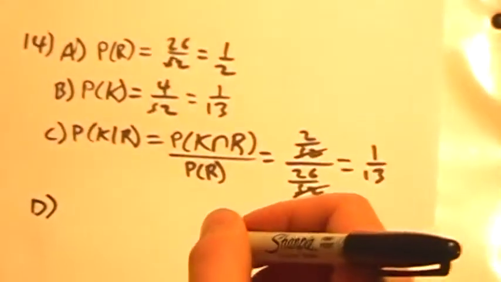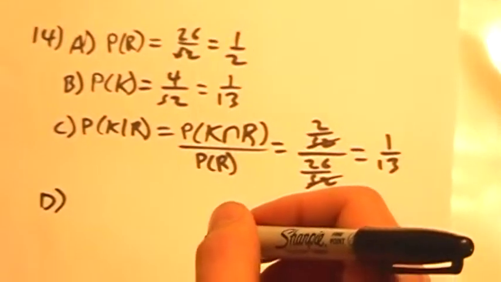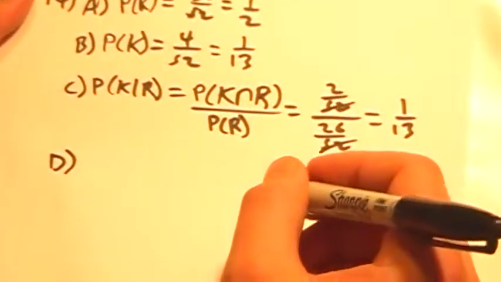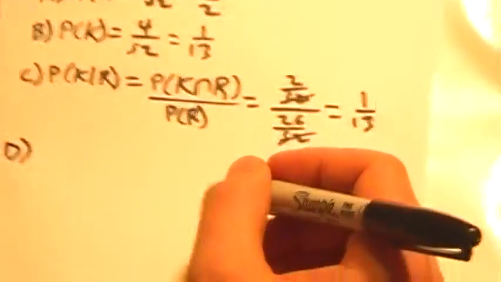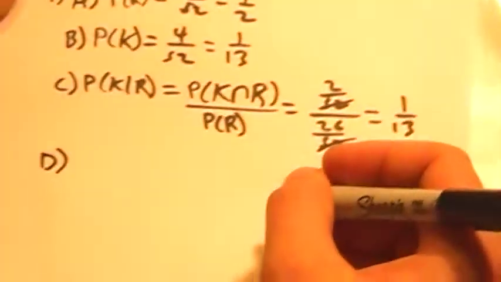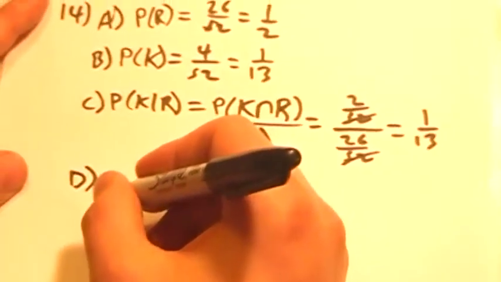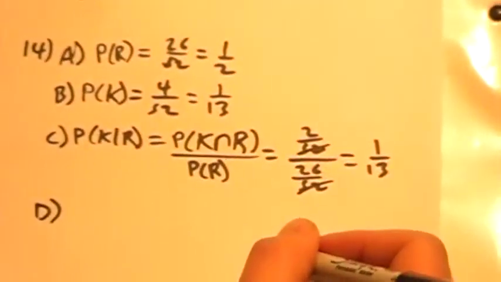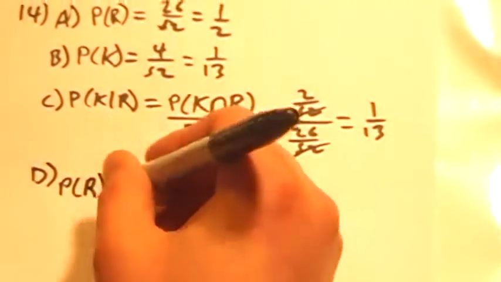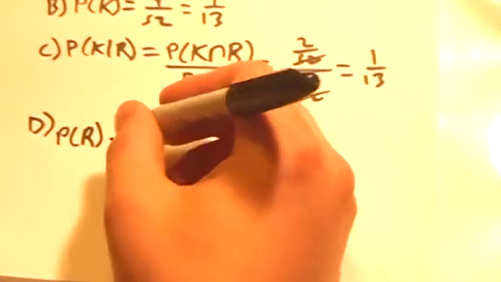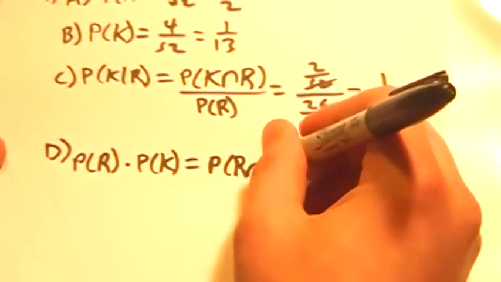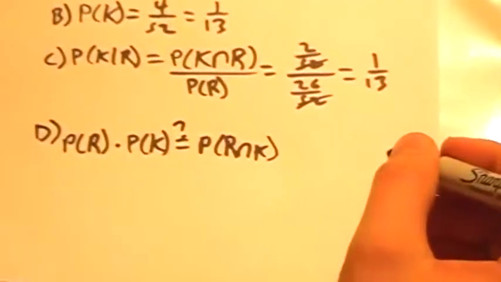Part D: are the 2 events R and K independent or dependent? Mathematically explain. Well, we know that in order to figure out if something is dependent or independent, we just have to multiply the probabilities of both and figure out if they're equal to the intersection. So we know the probability of R times the probability of K has to equal the probability of the intersection, and that's what we need to check.